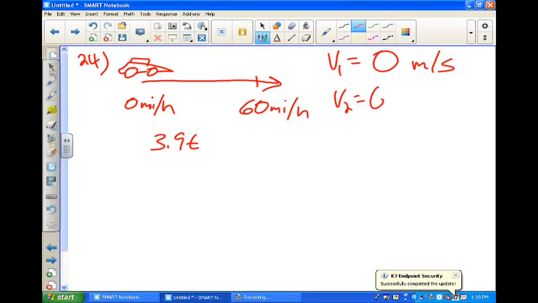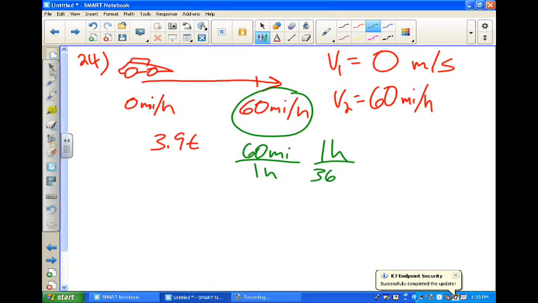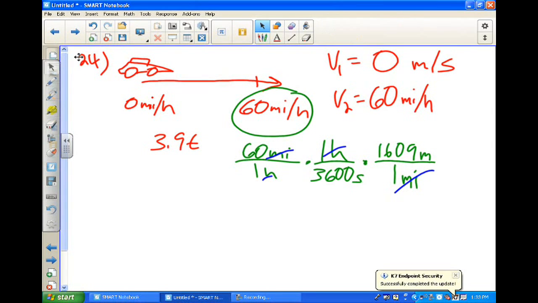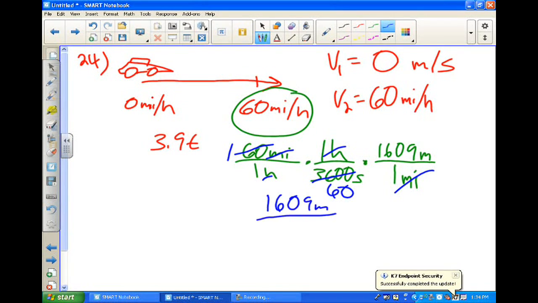So our second velocity, even though it's 60 miles per hour, we've got to convert that to meters per second. Remember that in 1 hour there are 3,600 seconds, and also in 1 mile there are 1,609 meters. By multiplying the top across the top and the bottom across the bottom, or if you wanted to, you can cross cancel. In the end, we should end up with 1,609 meters over 60 seconds, which reduces down to 26.82 meters per second.